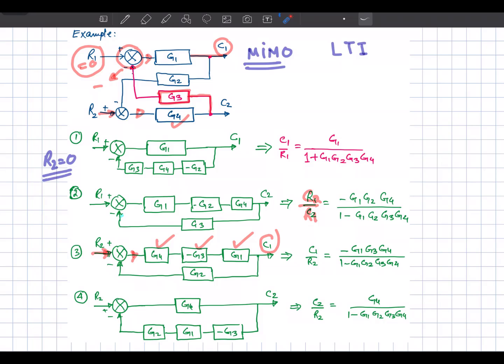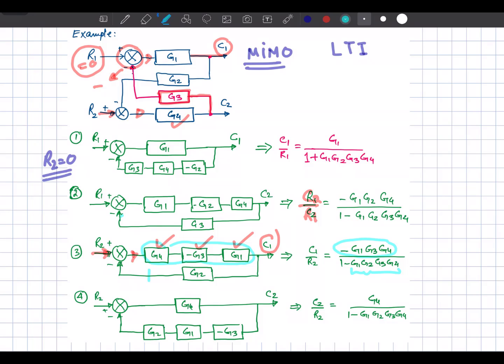Okay, now let's develop the net transfer function between this point A and point B. So C1 by R2 is equal to forward gain divided by 1 plus loop gain. So forward gain is equal to G4 minus G3 into G1, that you can see over here, divided by 1 plus loop gain. So the loop gain is minus G1, G2, G3 and G4, right? So this gives you the net transfer function between output C1 and the input R2.